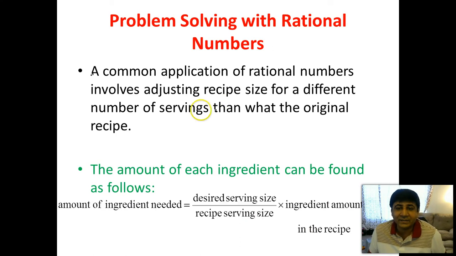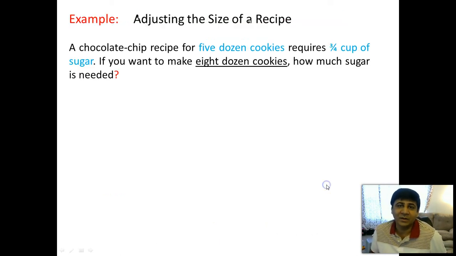The formula for that is this one here. The amount of ingredients needed will be the desired serving divided by the recipe serving size, times the ingredient amount in the recipe. So this is the formula you need to remember to adjust the recipe. And let me give you an example. Maybe it will help understand things.